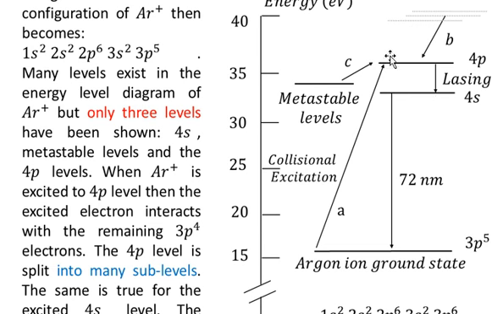It means that population inversion will be achieved automatically for the 4p levels and the 4p sub levels in comparison with the 4s or its corresponding sub levels, because they will decay quickly to the 3p5 levels. So the 4s and its corresponding sub levels will act as the lower lasing level, whereas the 4p and its corresponding sub levels will act as the upper laser levels of the argon ion laser.